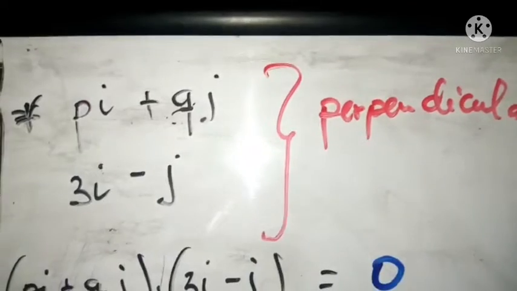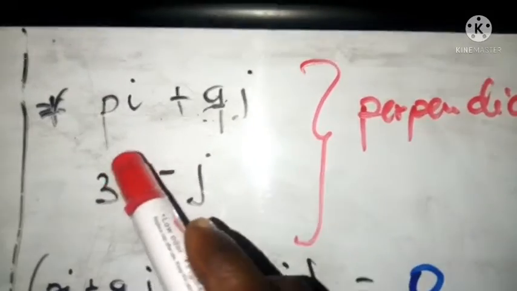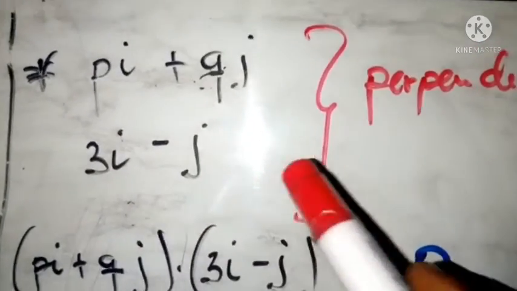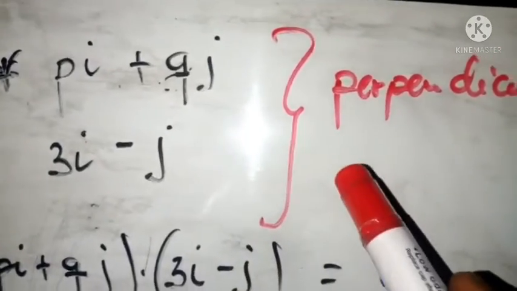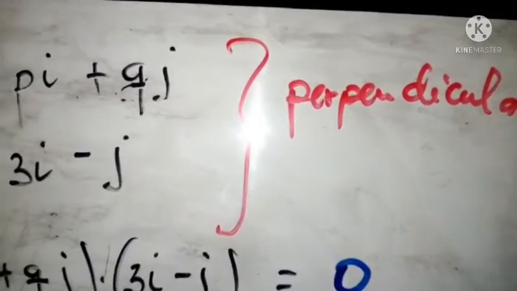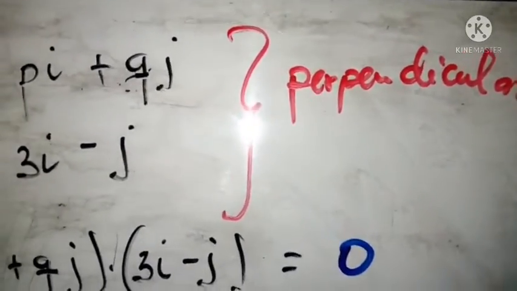Here, from the question, we are given two vectors. This is the first one, and this is the second one, and we are told that these two are perpendicular. In high school mathematics, you must always know something.